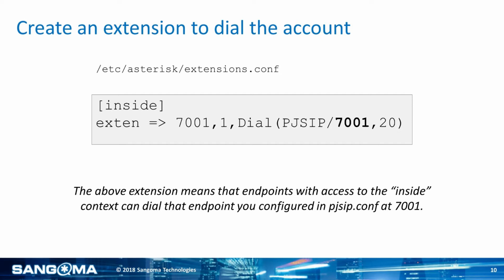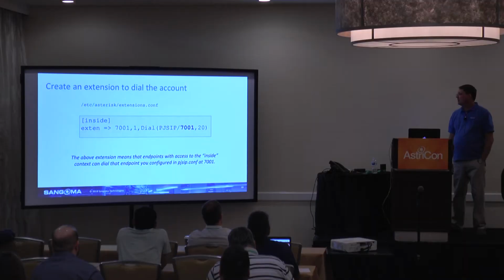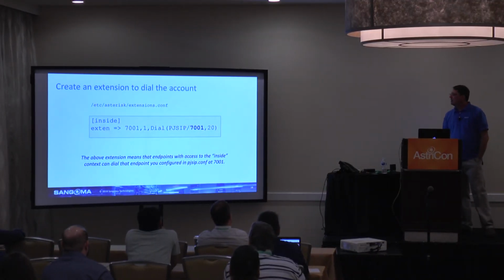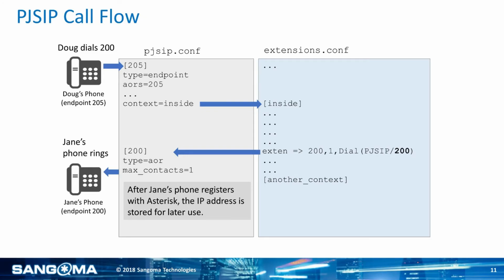And how do we dial a PJSIP endpoint? Pretty much like the old SIP endpoint. We use the Dial command and then PJSIP/ and then 7001, which is the endpoint that we defined.